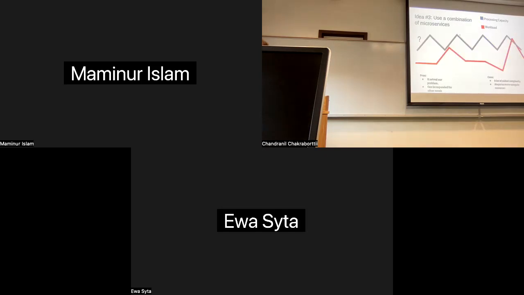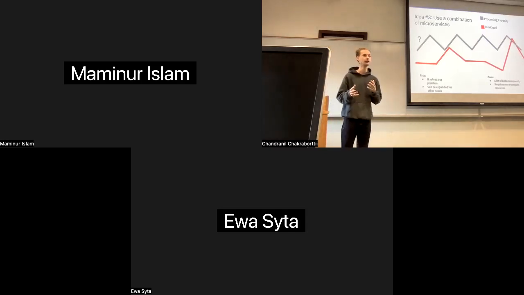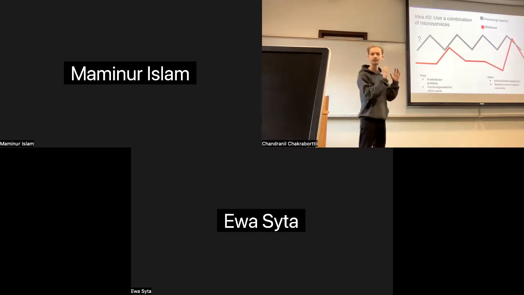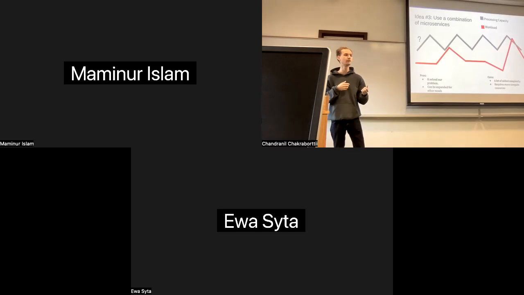Idea 3, use a combination of microservices. So in this case, it's more ambiguous what our actual compute capacity is if we're using a bunch of different services. So instead of having this monolithic application with all our code in one place, we'll say, okay, let's split up the different aspects of our code into these little chunks. So that way we can be more efficient and have them communicate that way.